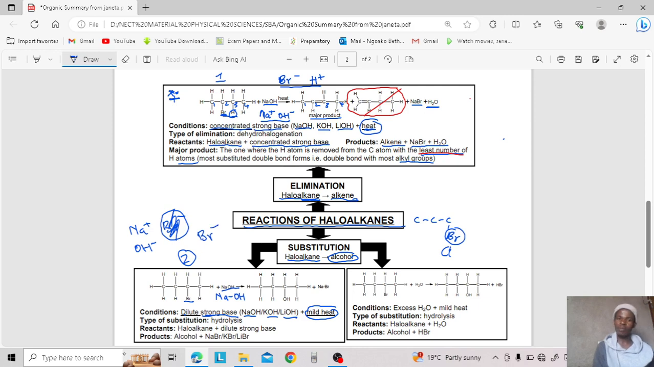Let's substitute them. The OH minus and Br minus change positions, because in a substitution they swap places. Count the number of carbons: 1, 2, 3, 4. So if there are 4, that is the structure.